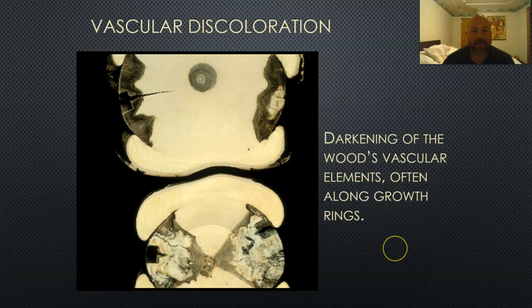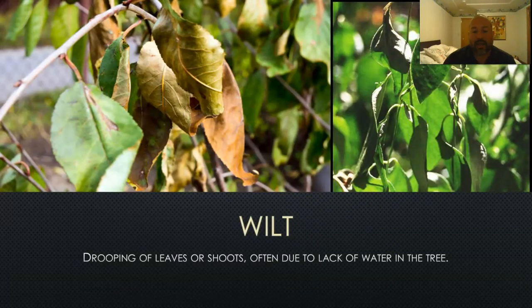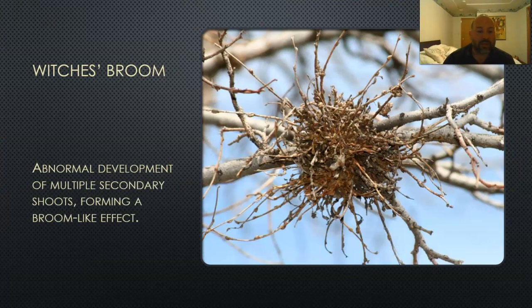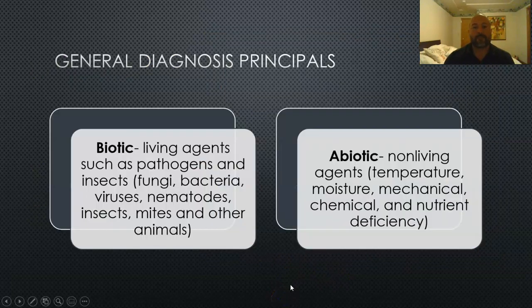You also have vascular discoloration, which is darkening of the wood's vascular elements, often along the growth rings. You can have wilt, which is the drooping of leaves or shoots, often due to lack of water in leaves. And you've got witch's broom, which is an abnormal development of multiple secondary shoots forming a broom-like effect. And you can see that clearly right here in this picture. So then, we've got all these signs and symptoms, but what are these signs and symptoms trying to tell us? And that really starts getting into the idea of plant disorders.